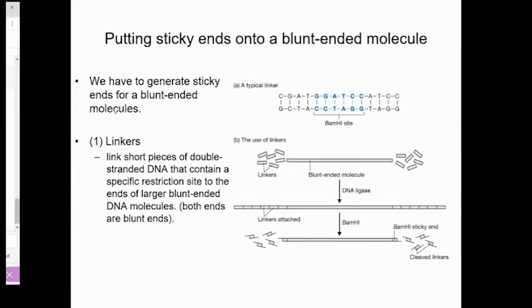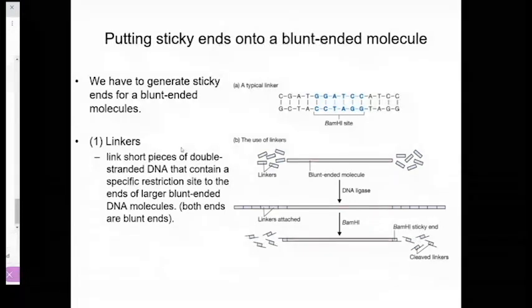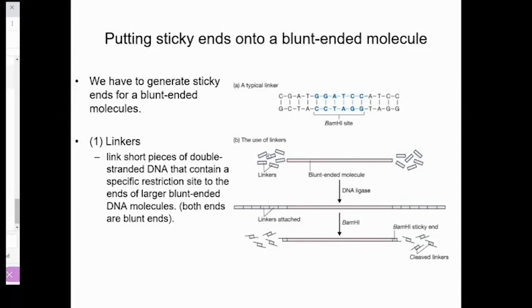So the first method is the linker, all right? So basically, you link a short piece of double-stranded DNA that contains a specific restriction site. So let's say we have a typical linker like this, all right? And the linker is 14 nucleotides long, and inside it contains the BamHI site, the BamHI cutting site.